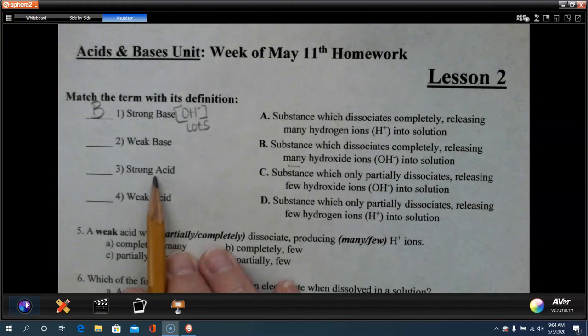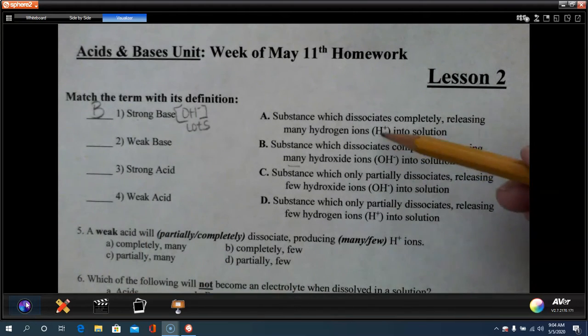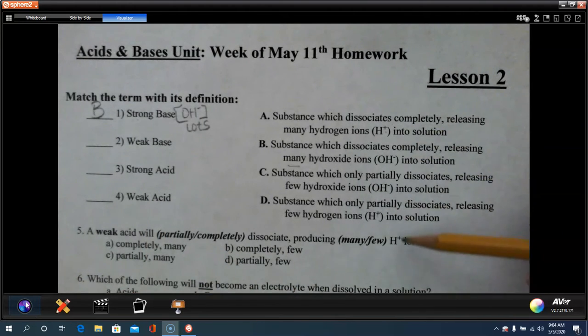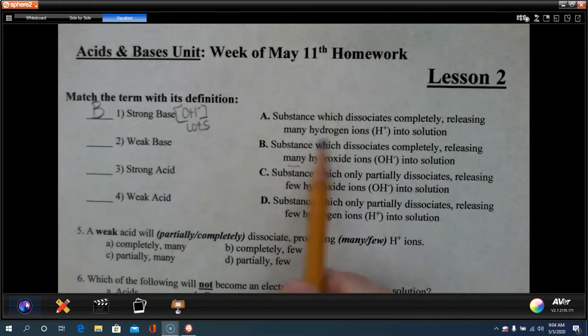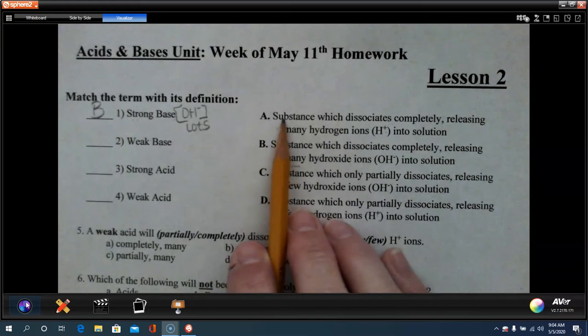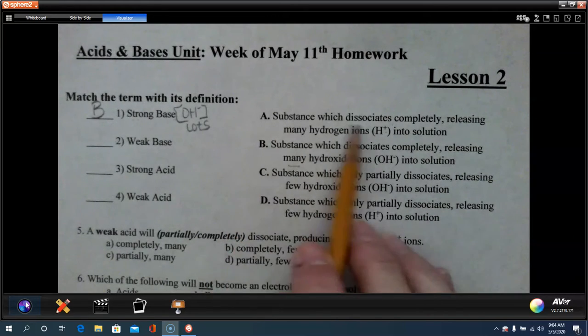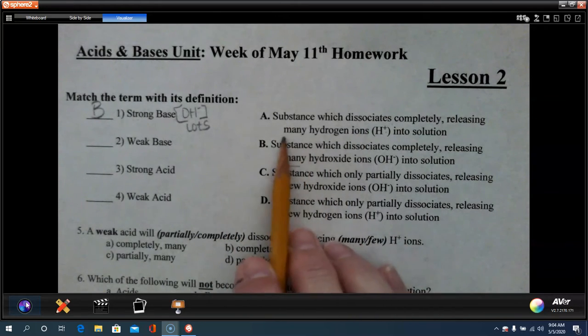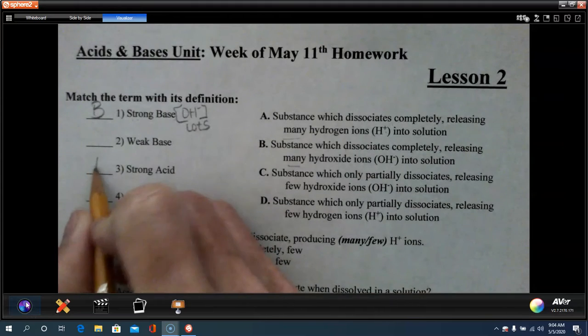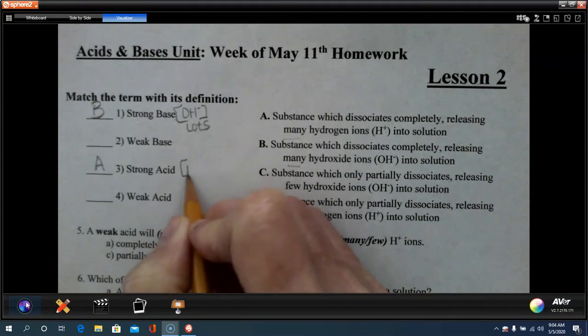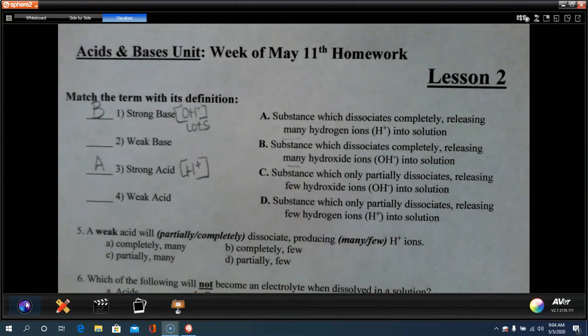Number 3, a strong acid. So a strong acid is going to be one of these two, either A or D, because it's giving off hydrogen ions. Strong acids, when they dissociate, give off lots of them. So let's find that one. Letter A says substance which dissociates completely, releasing many hydrogen ions. So that is the definition because it produces a lot of H+ ions.